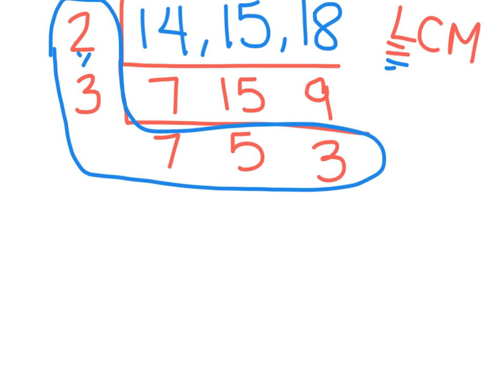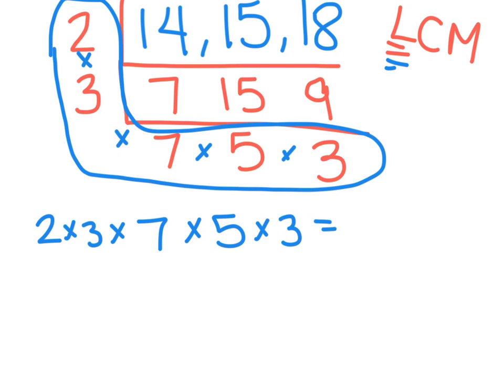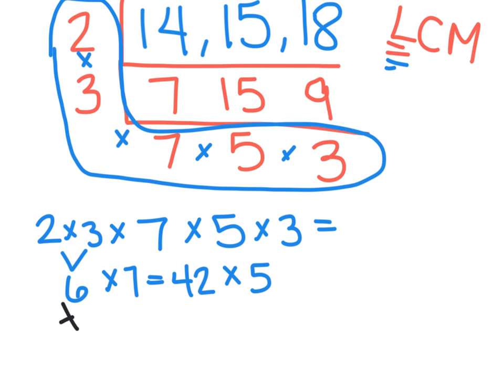After you build your L, you multiply all the numbers inside of it. So I have 2 times 3 times 7 times 5 times 3. 2 times 3 is 6, times 7 is 42, times 5, do our work on the side, 42 times 5. 5 times 2 is 10. 5 times 4 is 20, plus 1 is 21, so 210.